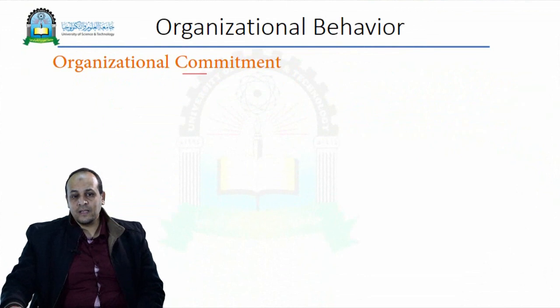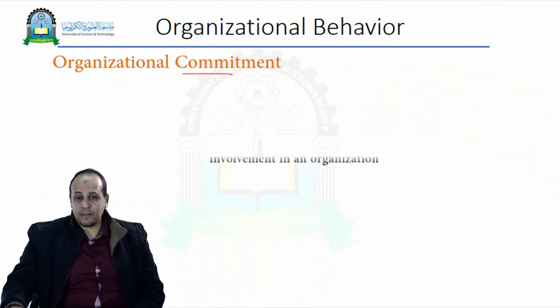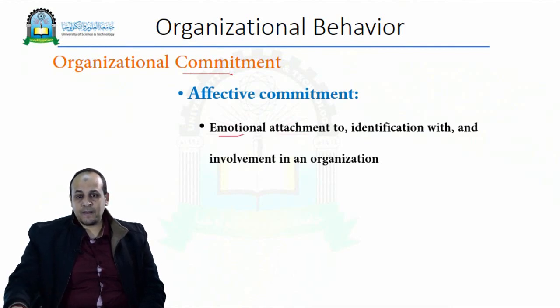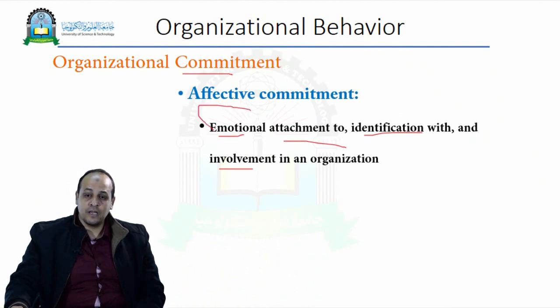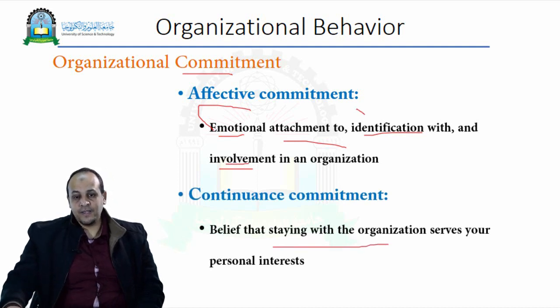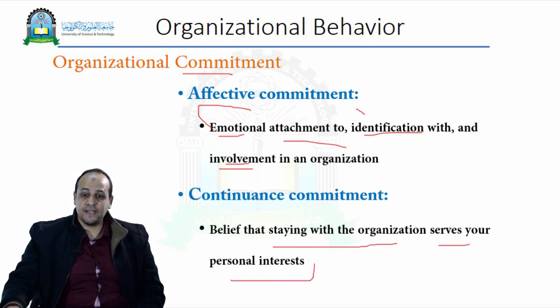Now, when we talk about profitability, we need to talk about commitment, الالتزام المنظمي. So here, affective commitment, this is about the emotional, at the first place, emotional attachment to, identification with, and of course the involvement in an organization. So by this, people are actually committed to the organization emotionally and in terms of personality and in terms of actions. So this is the ultimate type of commitment. The continuous commitment, believe that staying with the organization serves your personal interest.